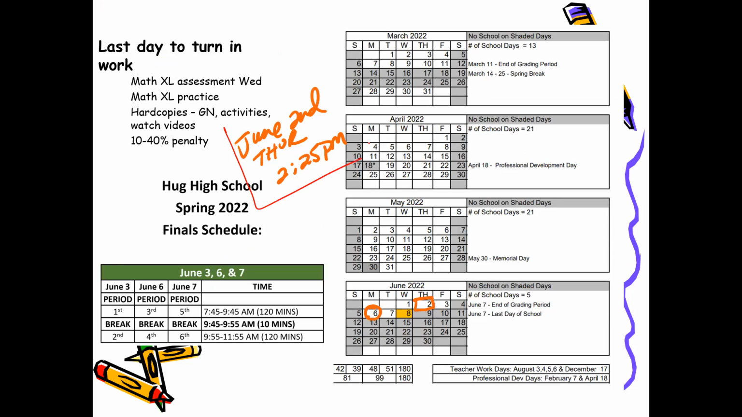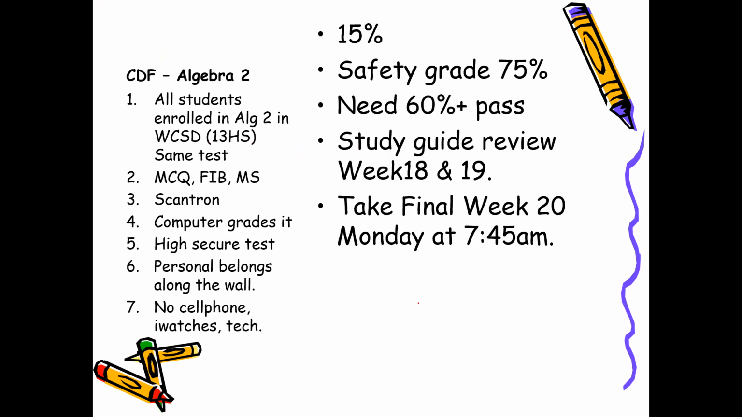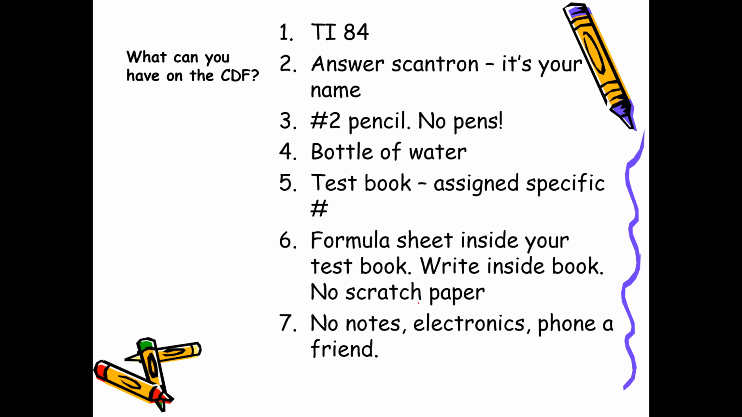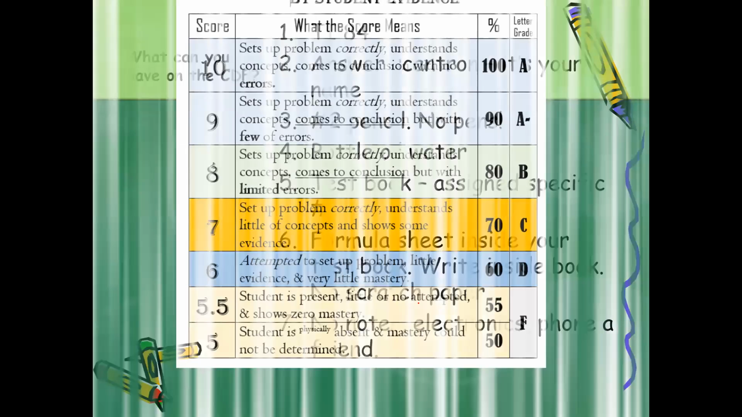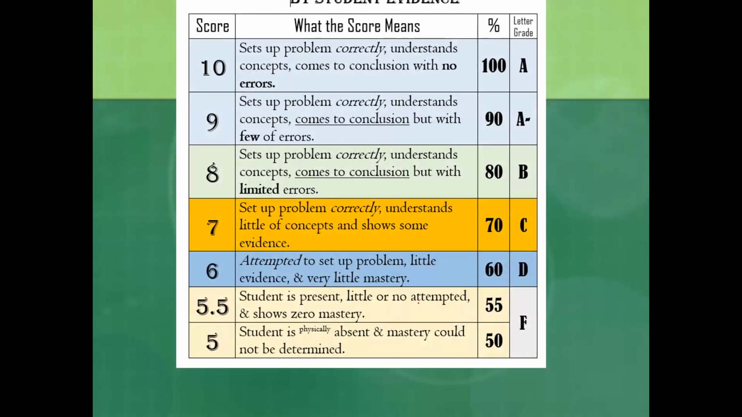The last day for you to turn any assignments in is June 2nd, which is that Thursday right here, the day before the final at 2:25 p.m. And that's for your Math Excel assessment, any of the hard copies, guided notes, anything that you have in class you haven't turned in. That is the very last day. Keep in mind your Common District final is coming up in 3 short weeks. And as you know, we have gone over the specifics about that test.